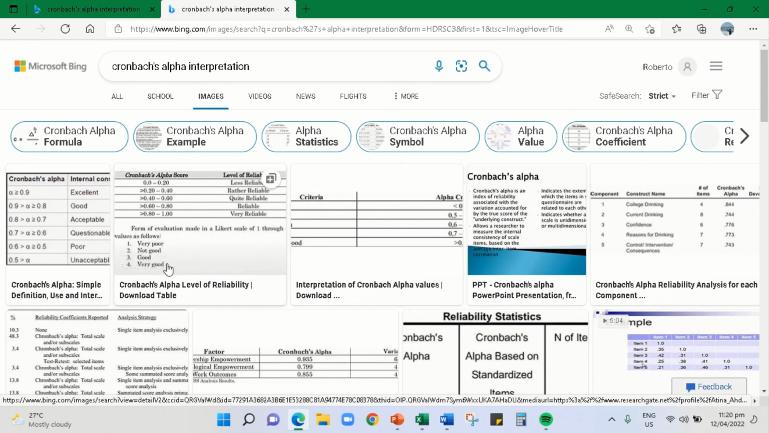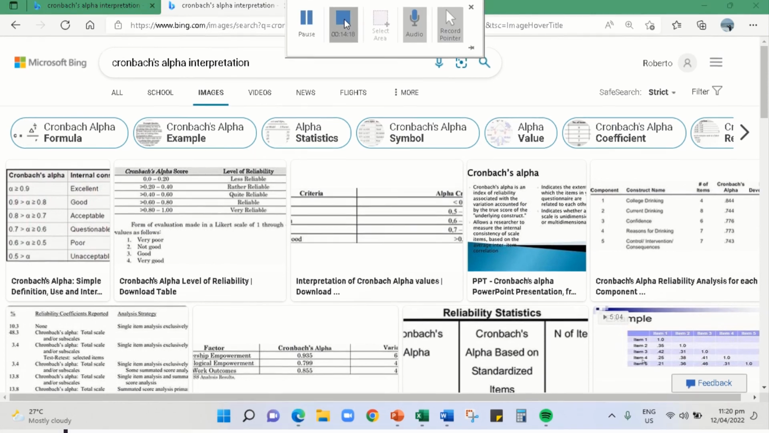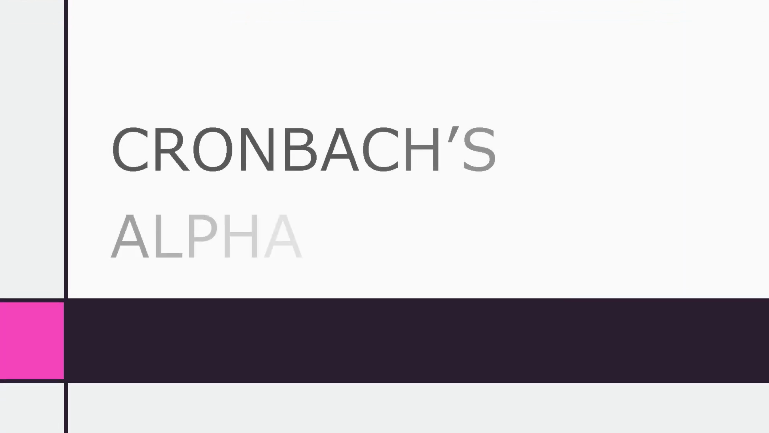So that's how Cronbach alpha works. That is how you get Cronbach's alpha. I hope you could use this video to guide you on how to compute your Cronbach's alpha.